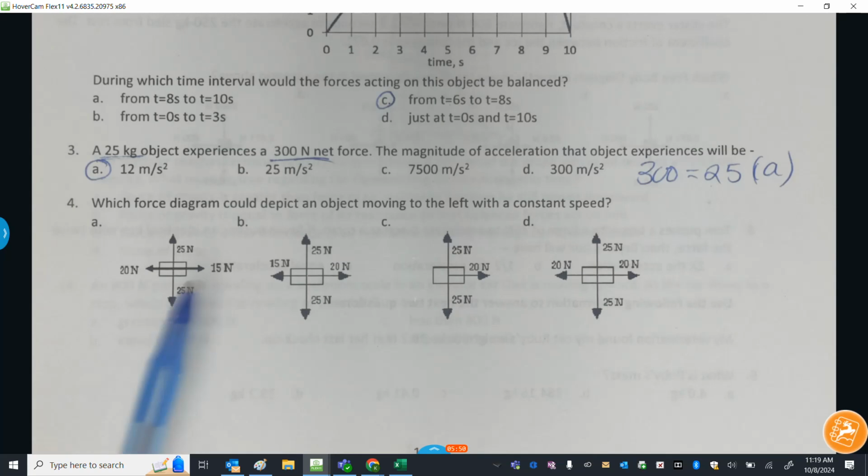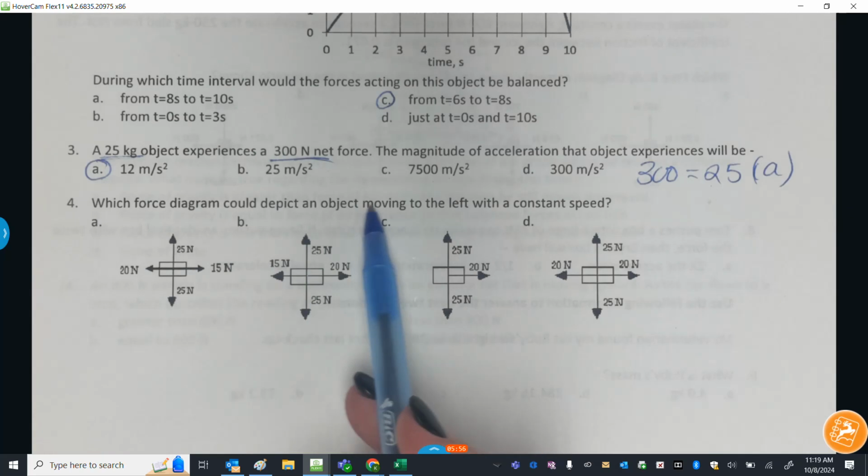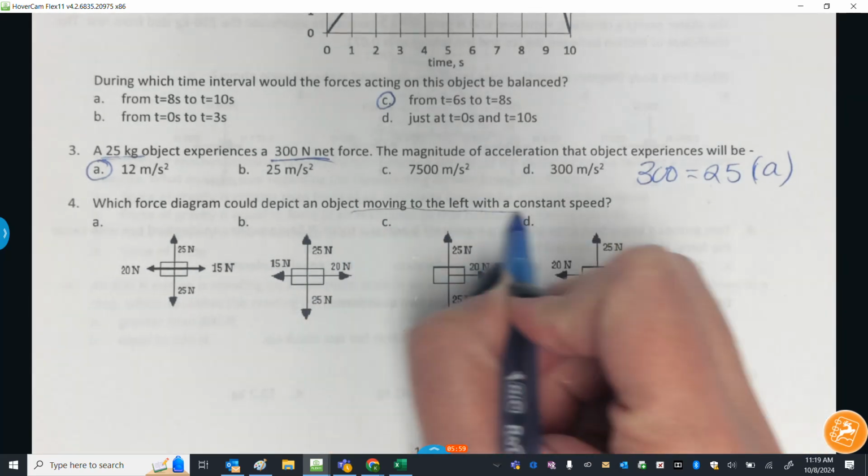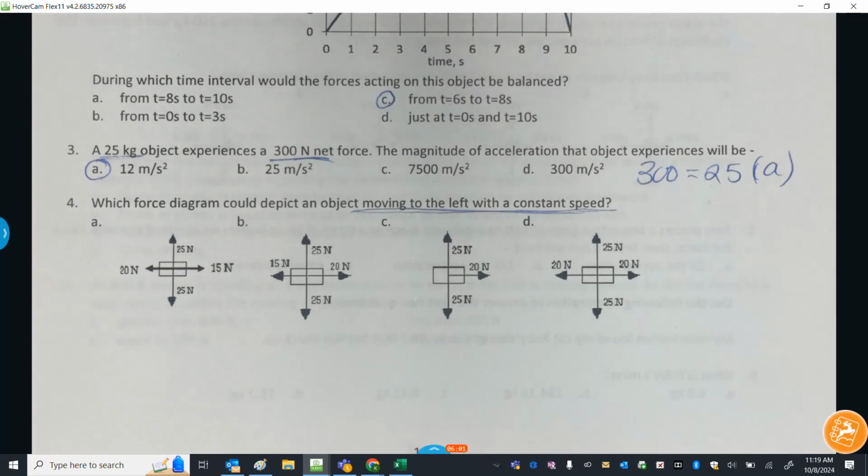than the average. The question says, which force diagram could depict an object moving to the left with a constant speed? Again, there are 2 parts to this that I need to think about. I need to think about moving to the left, and I need to think about constant speed. So let's talk about moving to the left first. When you look at a free body diagram, you cannot tell which way these objects are moving. That part of the information is not helpful to me at all, because based on this alone, it could be any of them. Okay, so again, moving to the left is not the same thing as accelerating to the left.